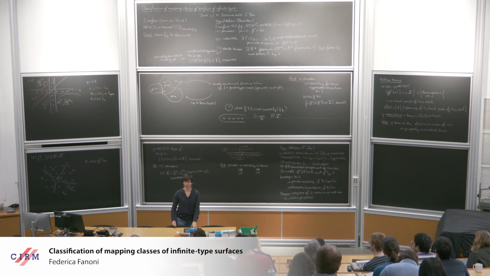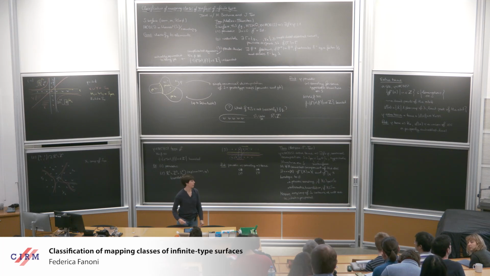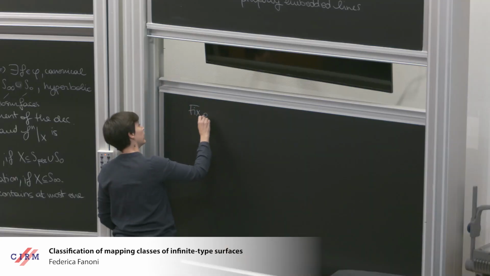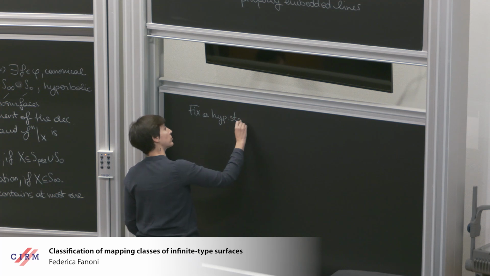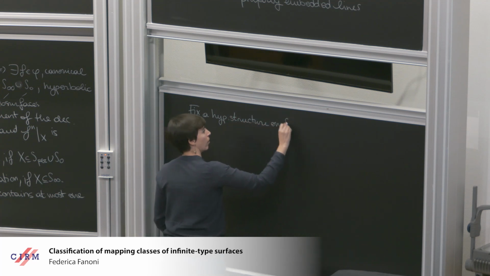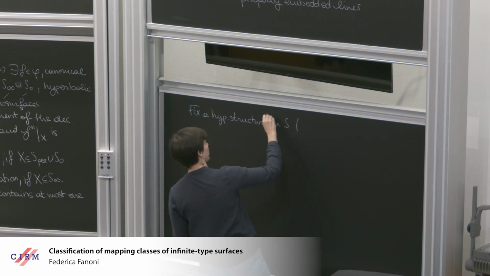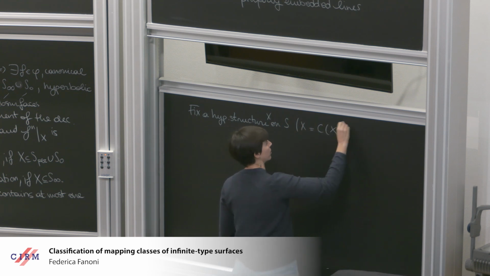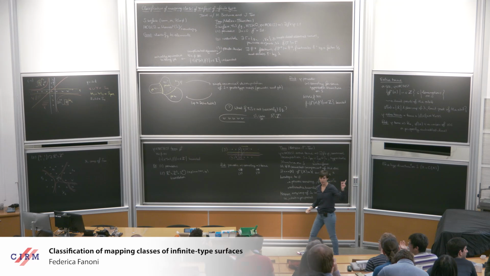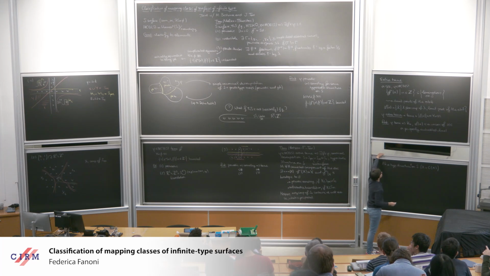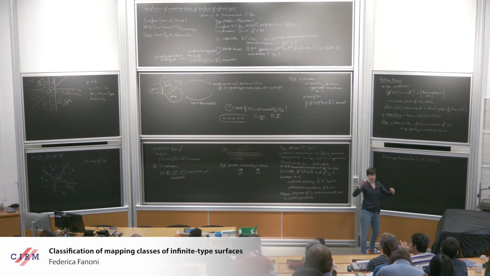Any more questions? Could you repeat the last thing you said, the laminations of both sets on the surface? Okay, let me just write it down. So fix a hyperbolic structure on S, which is equal to X convex core. So I fix it X. So this is a technical assumption. This means that the surface does not contain funnels or half planes. Otherwise passing between different hyperbolic structures might be complicated.